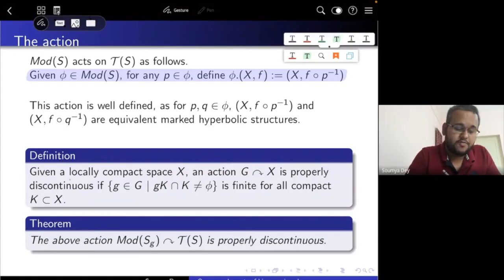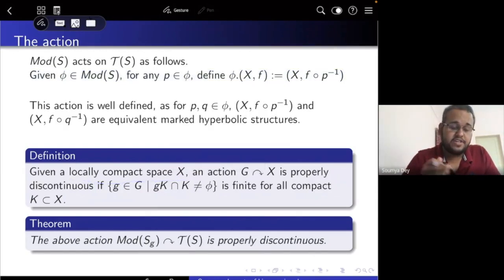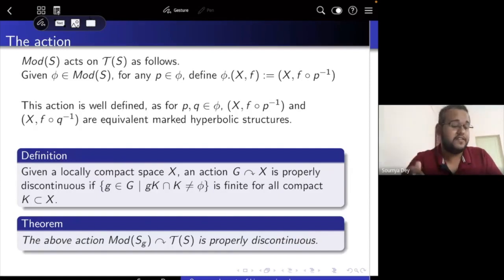So this is the definition of proper discontinuity. For any locally compact space X, the action of G on X is properly discontinuous if the set of all g in G such that gK intersection K is non-empty is finite for all compact sets K. So it can be shown that the action of the mapping class group on the Teichmüller space of a finite type surface is properly discontinuous. Now let's come to surfaces of infinite type.